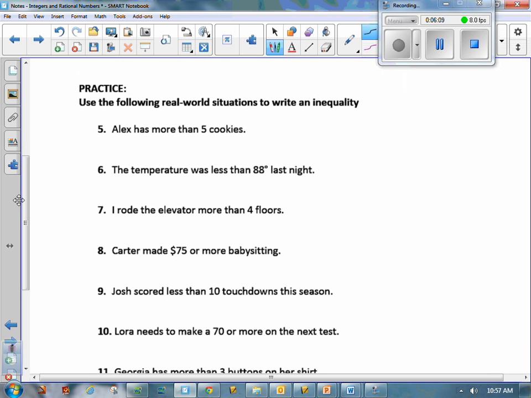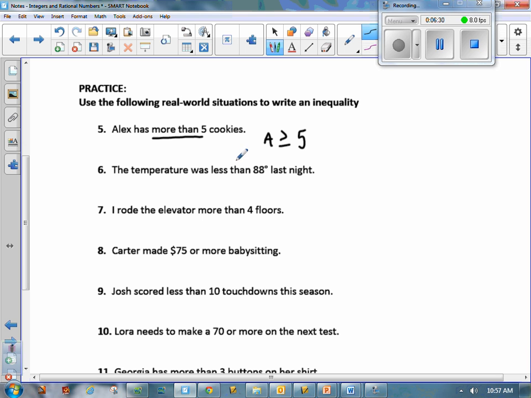Let's practice that. Alex has more than 5 cookies. So more than is greater. Can he have 5 cookies or can she have 5 cookies? Yes. So Alex has greater than or equal to 5.